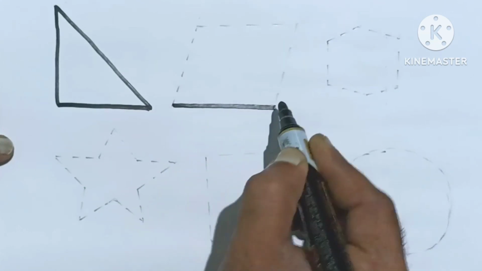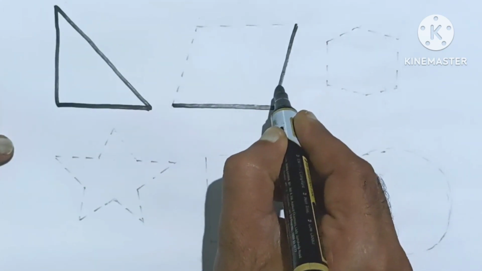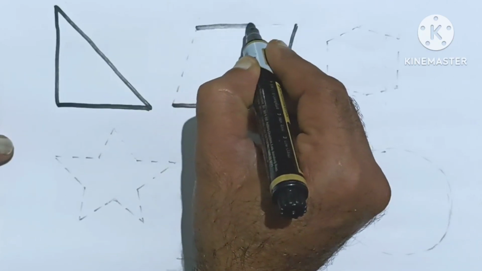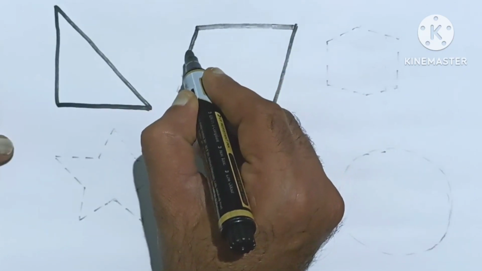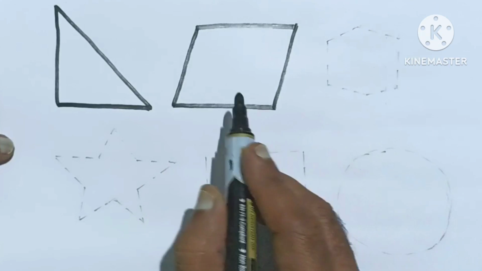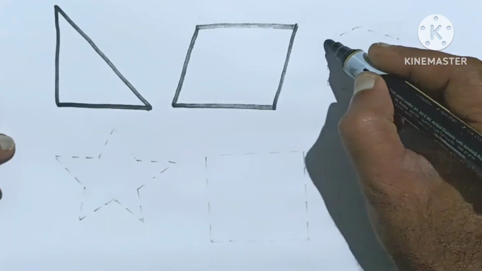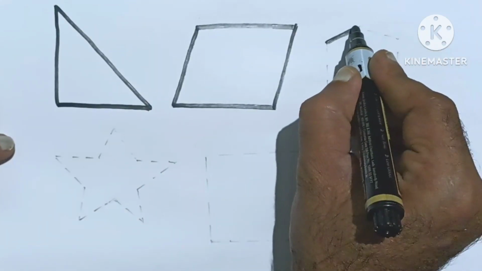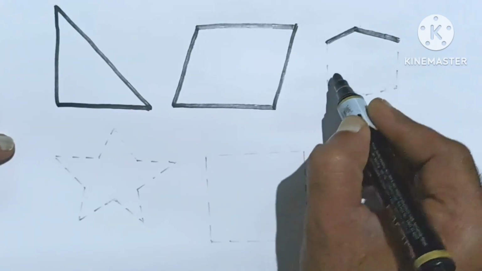What is this? This is a parallelogram. Parallelogram. What is this, kids? Parallelogram.